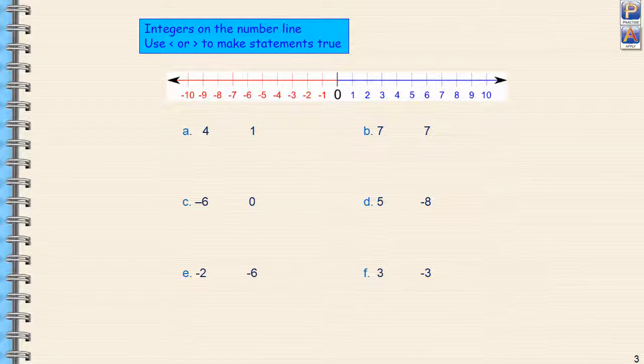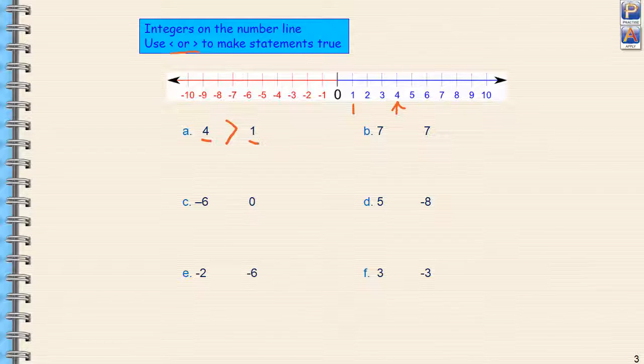Alright, so what we start with here is just an idea of which numbers are bigger or smaller than other numbers. So if we look at our first one, we've got a 4 and a 1. Now we know that 4's there and 1's there on our number line, so we know that the 4 must be bigger, and it says to use greater than or less than symbols to make the statement true. Well, we know 4's bigger than 1, so we would put the symbol like that.